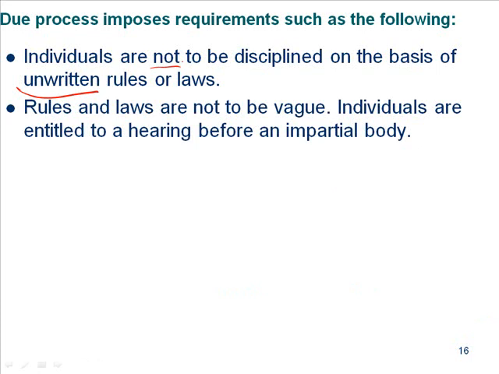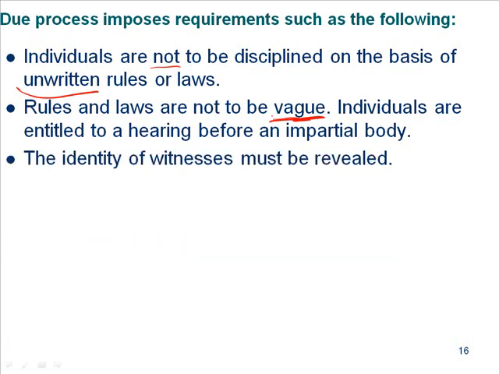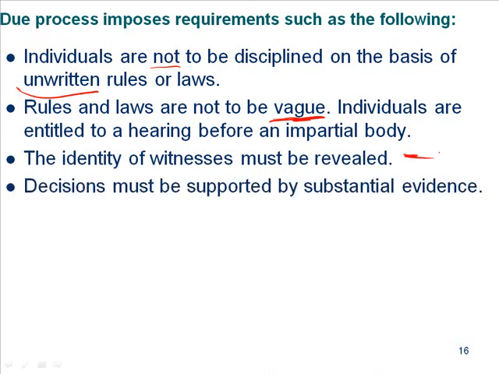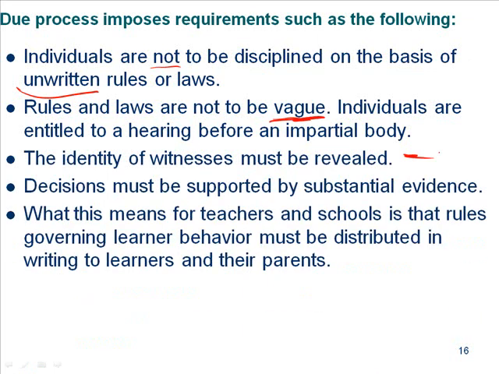Rules and laws are not to be vague. Individuals are entitled to a hearing before an impartial body. And on vagueness, schools have worked long and hard, spent a lot of money on lawyers writing rules. This is interesting too: the identity of the witness must be revealed, whoever's charging you with something. Decisions must be supported by substantial evidence, like anything.